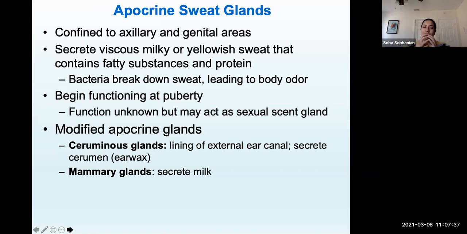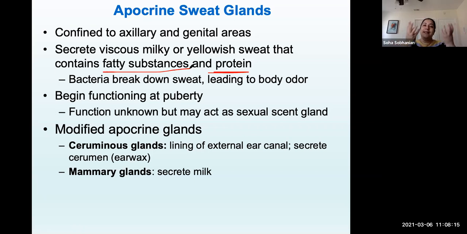So this type of sweat glands, the apocrine sweat glands, are limited to the axillary region, your armpits, and the genitalia area. So the main difference between this sweat and the sweat that is produced for thermoregulation purpose is that its color is more yellowish, because it has fatty substances and proteins inside of it. So it has all the other components that we listed, plus fatty substances and proteins.